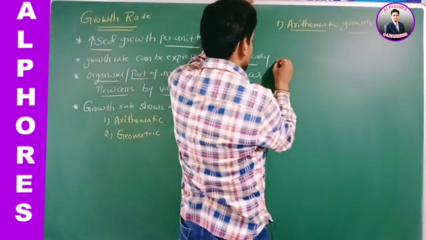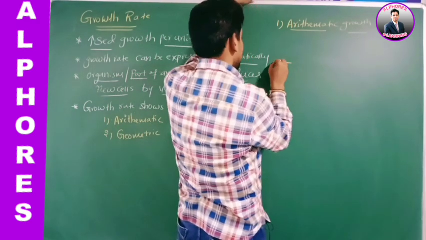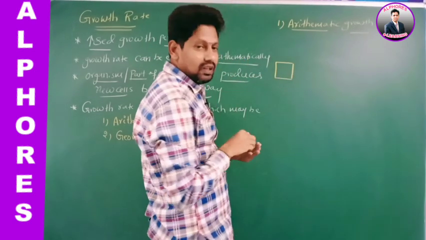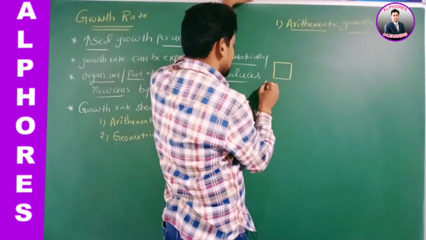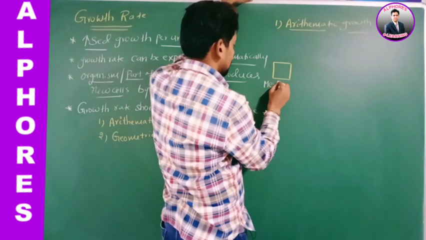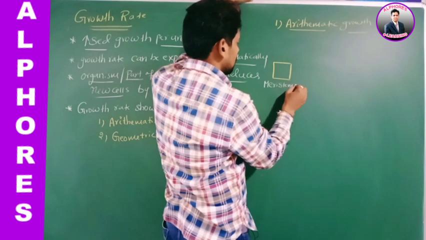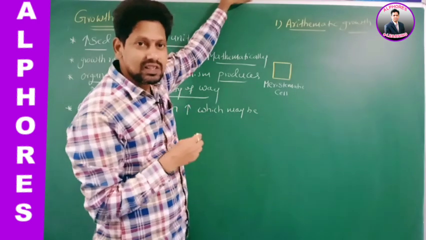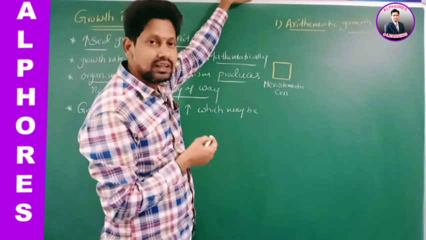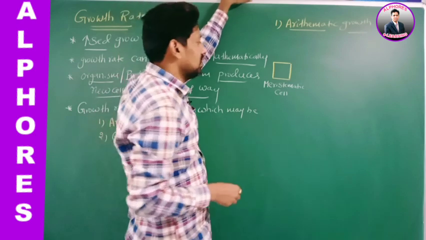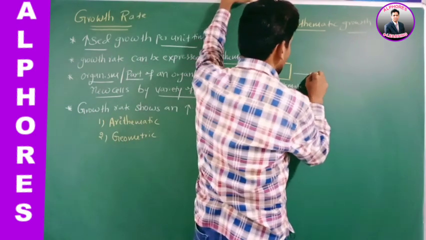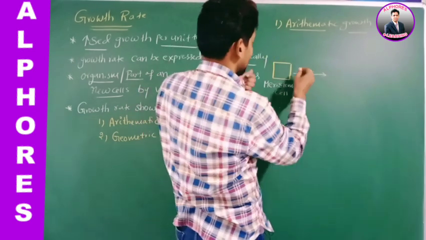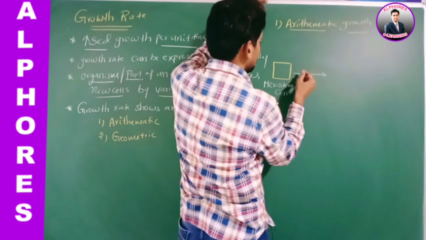Now listen here. Here I am taking one meristematic cell. Which cell is this? Meristematic cell. What is the meaning of a meristematic cell? The cell which can divide. Yes or no? This is a meristematic cell, which can divide. It undergoes which division? Mitosis.